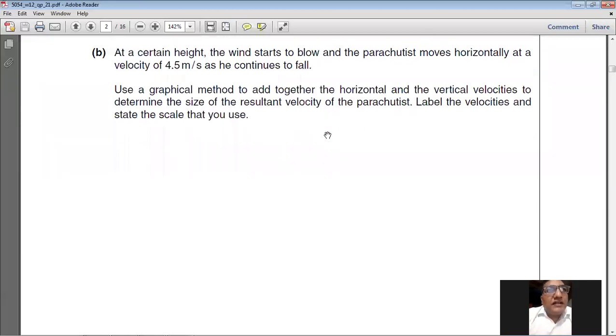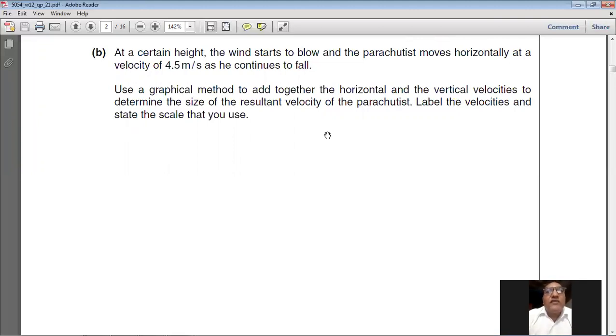B part: at a certain height, the wind starts to blow and the parachutist moves horizontally at a velocity of 4.5 meter per second as he continues to fall. Use a graphical method to add together the horizontal and the vertical velocities to determine the size of the resultant velocity of the parachutist. Label the velocities and state the scale that you use.